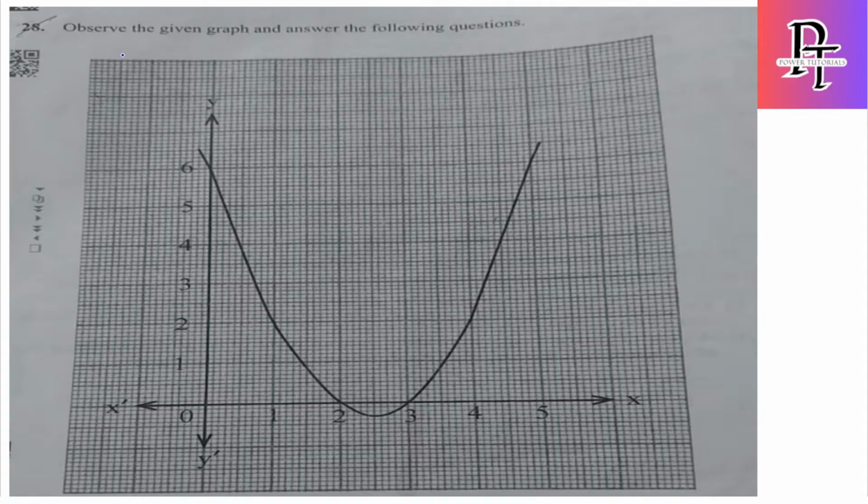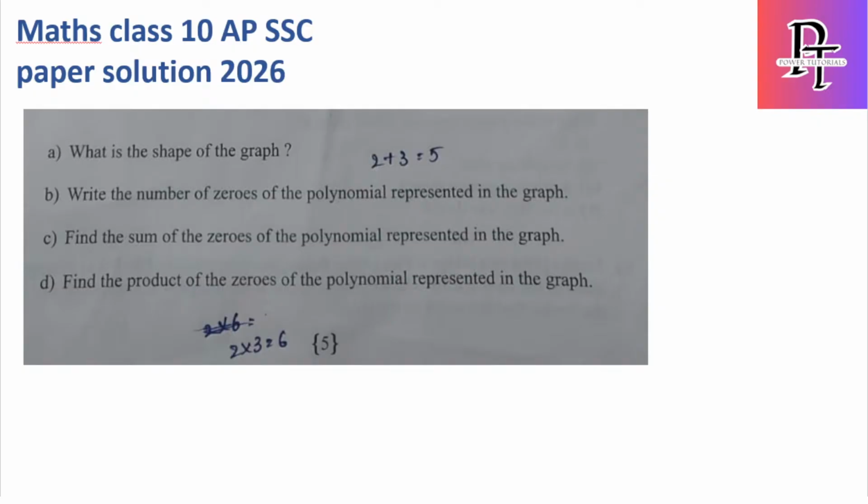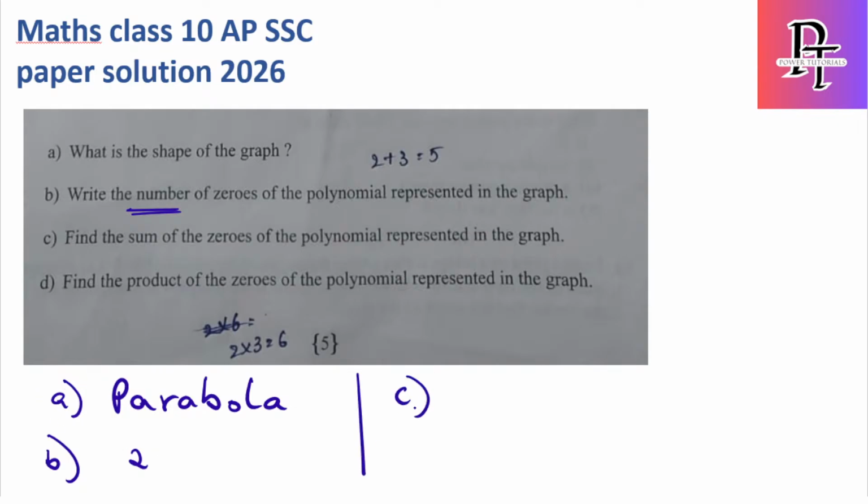28th question, observe the given graph and answer the following questions. Okay, we have a parabola like this which is touching x-axis at 2 points which are 2 and 3. They're asking, let's see what they're asking. What is the shape of graph? The shape of graph is parabola. Okay, second, write the number of zeros. Number of zeros are 2 because it is touching x-axis at 2 points.